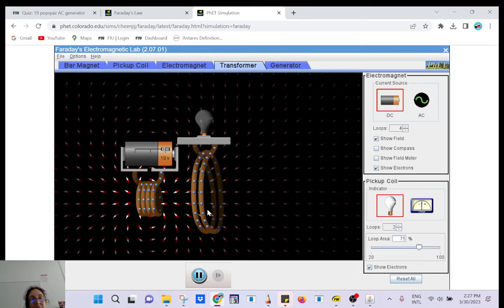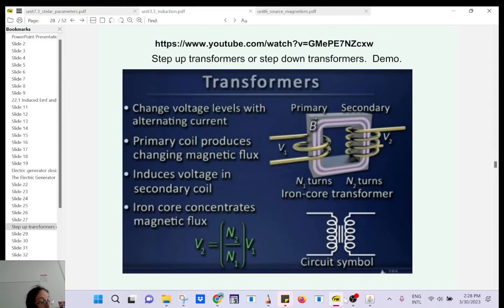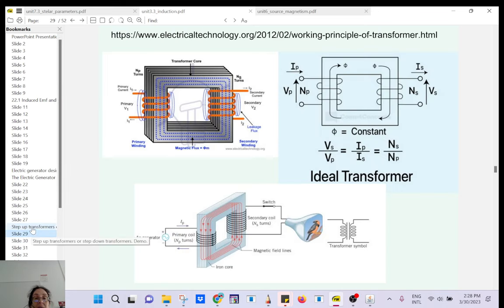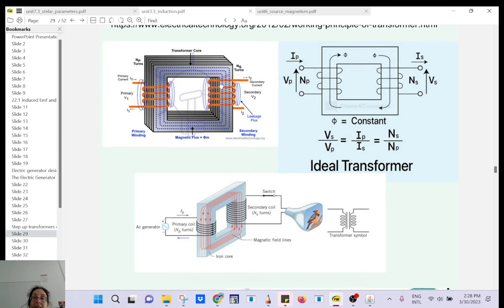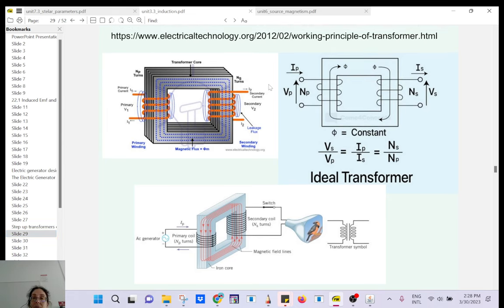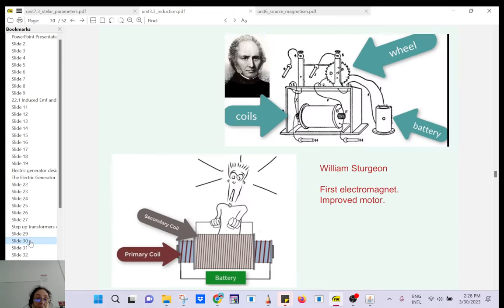You have two coils. I'm sure I had a simulation. Let's do a problem and then we try to find it. I'm sure I have one somewhere, but I don't know where I placed it. So, okay. So that's the idea of a transformer.